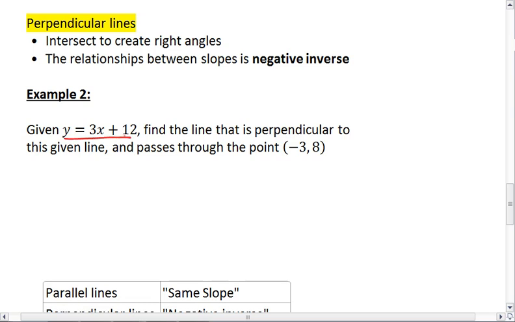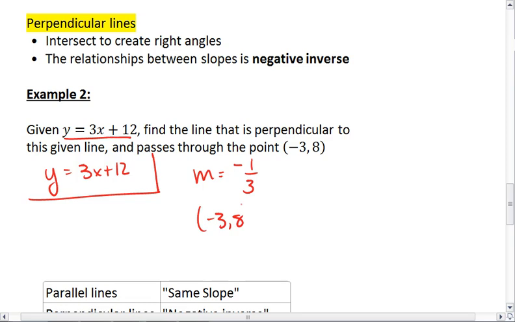Let's look at an example. This will be the easiest way to show it. If we have y equals 3x plus 12, then for our new line, the slope will be the inverse, but negated. We can then use the point 3, 8 to come up with the equation. And we'll come up with those equations in the next video.